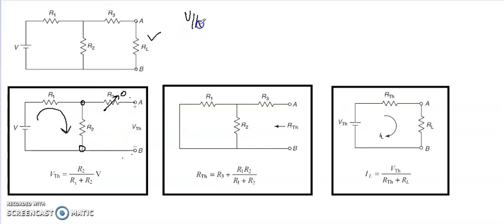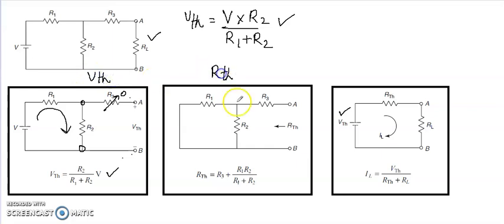Therefore, VTH is equal to, we can use the voltage division rule here: total voltage into resistance of the same branch divided by sum of the resistances. That is, if there are two resistances in series, the voltage drop across a particular resistance is given by the total voltage into resistance of the same branch divided by sum of the resistances. That voltage division rule is used here, and thus we got this equation. So for the equivalent circuit, the first step was to find the VTH. The second step is to find the RTH.